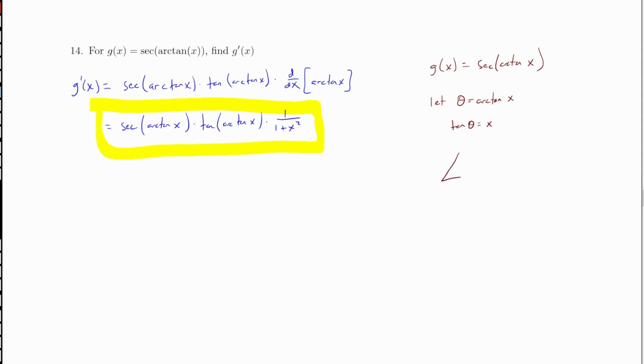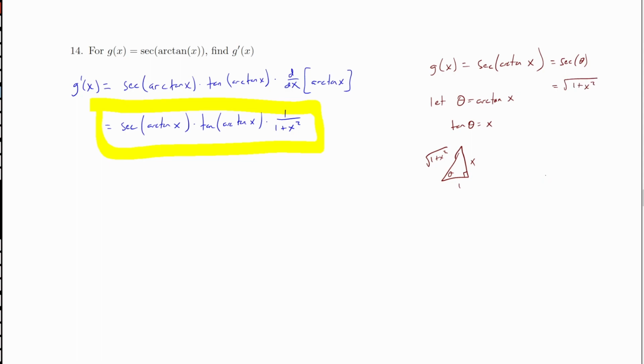And so if I draw a right triangle with an angle of theta, and I know that tangent of theta is x, well, tangent theta is opposite over adjacent, so I'll make that an x and that a 1. Using the Pythagorean theorem, 1 squared plus x squared equals this side squared. So this side is the square root of 1 plus x squared. My g of x is secant of arctangent of x, which is secant of theta. Secant of theta is hypotenuse over adjacent. So this is just the square root of 1 plus x squared.